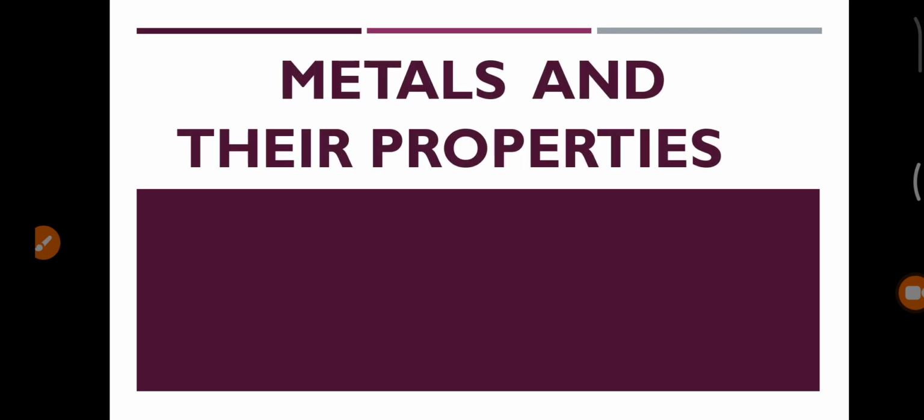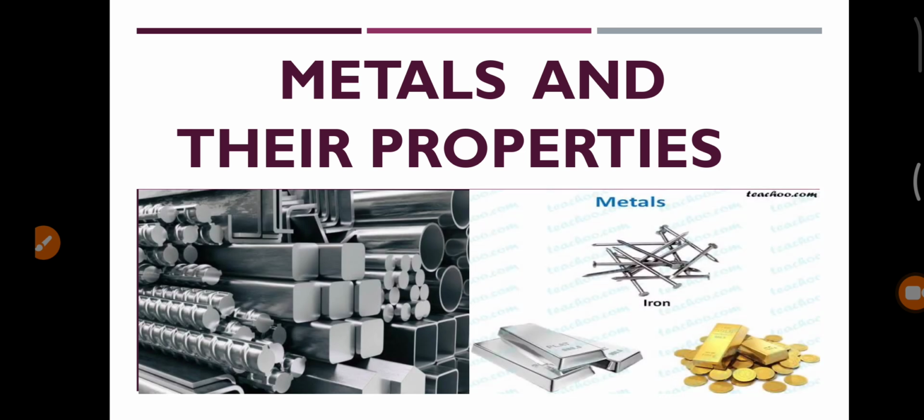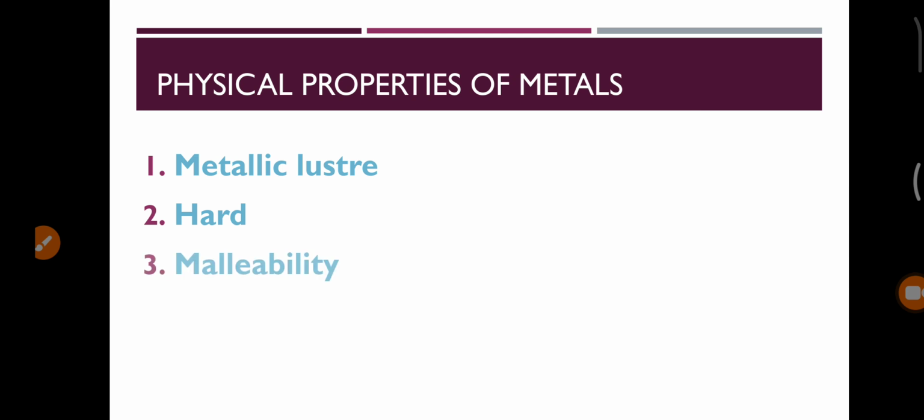Hello students, today we will discuss metals and their properties. Some physical properties of metals are: first, metallic luster; second, they are hard; third, malleability; fourth, ductility; and fifth, sonorousness. Apart from these, firstly I'll tell you some basic properties of metals.